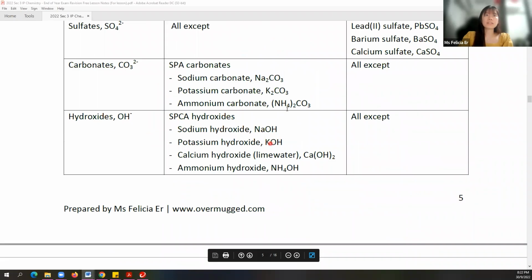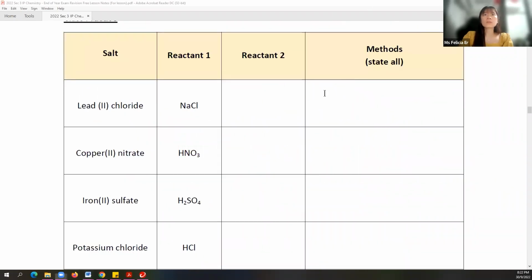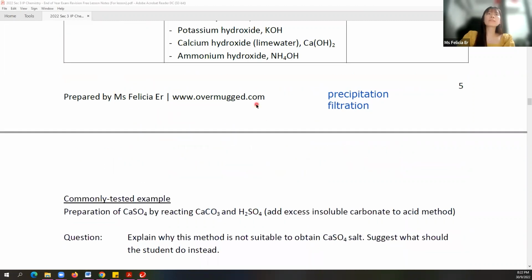Okay, so let's write that in. So this one will be precipitation and filtration. Yeah, follow me and copy it down. Okay, then next, we need to decide what's the reactant. So same thing, follow back the flow chart.